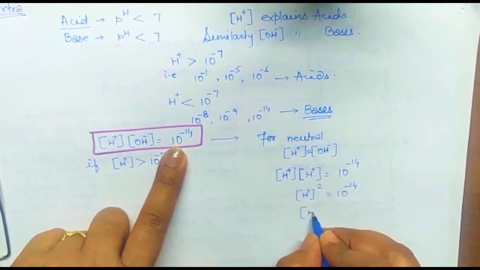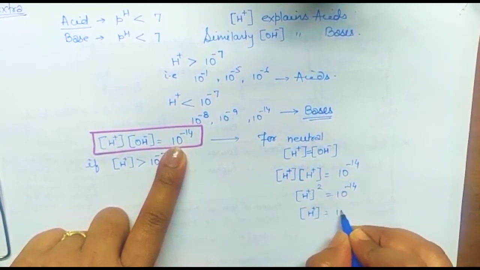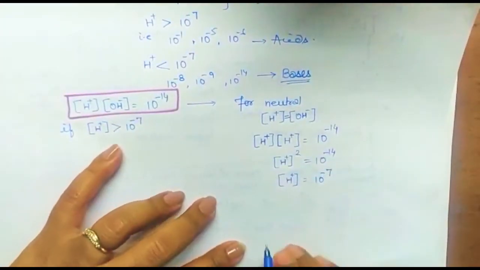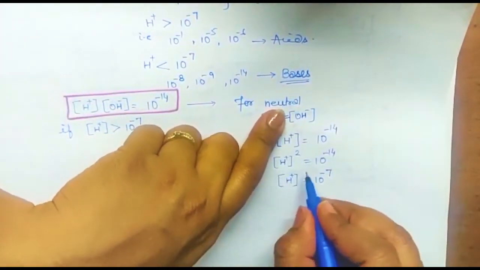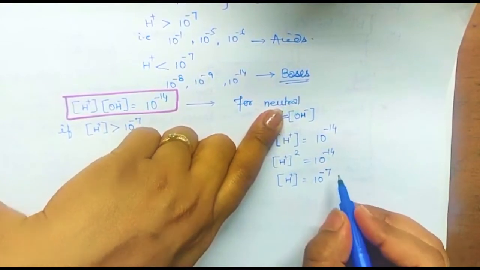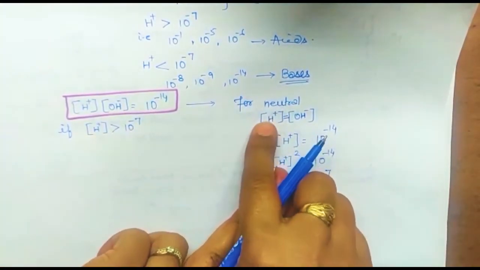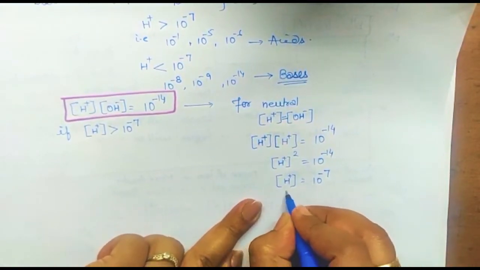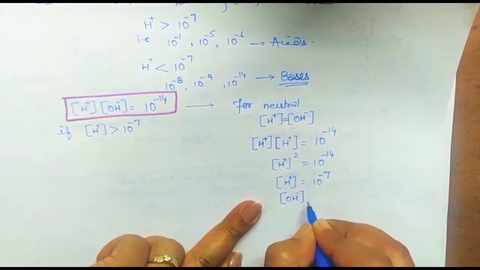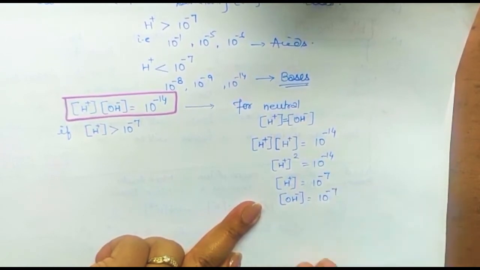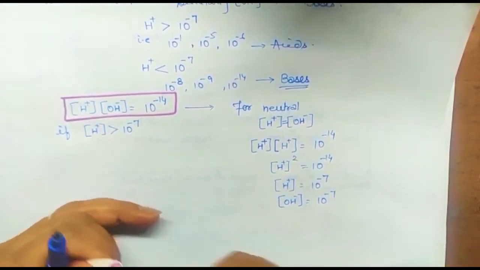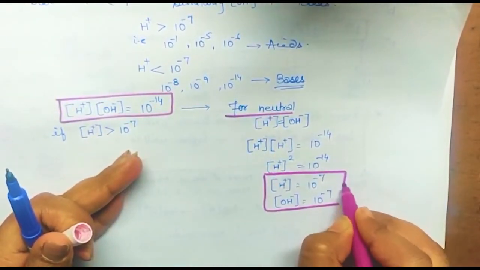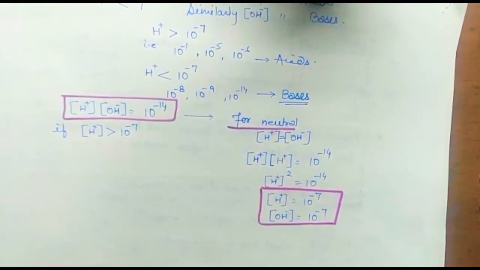So what will be the H plus ion concentration? That will be the square root of 10 to the power minus 14. That means it is 10 to the power minus 7, isn't it? So for a neutral solution, the H plus ion concentration should be 10 to the power minus 7. And we know that H plus concentration and OH minus concentration are both the same. So can't we say that the OH minus concentration is also 10 to the power minus 7? Isn't it? So for a neutral solution, H plus and OH minus concentrations are both 10 to the power minus 7.